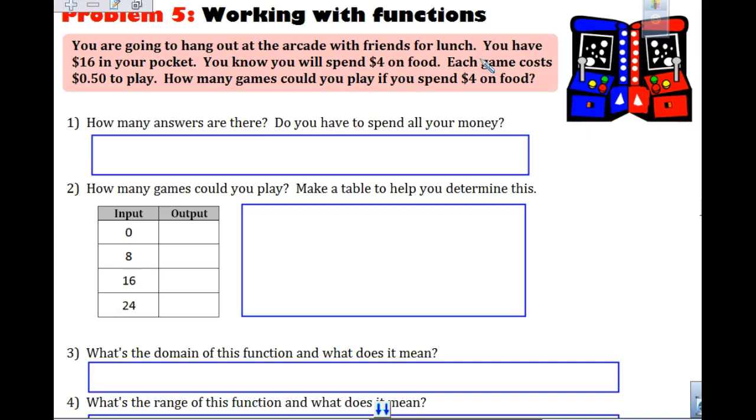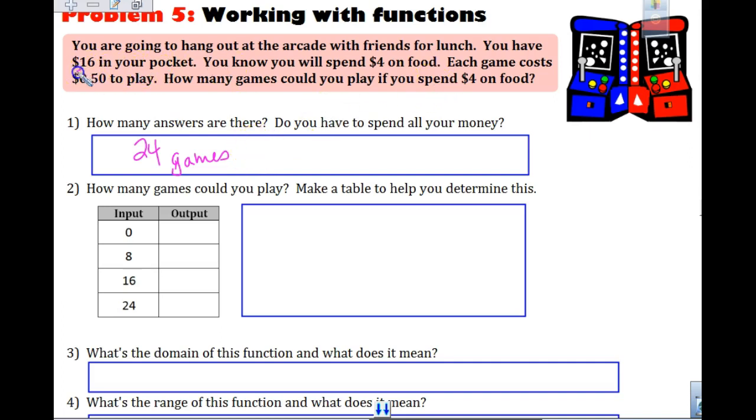So, how many games could you play? 24. Okay. Do you think it's possible to play, if we had 24 games, what would you be doing? How'd you figure out 24? I agree. You could have 24 games. How? I want you guys to come up with some other answers. Do you have to spend all your money? If you spend $24 on games, have you spent all your money?